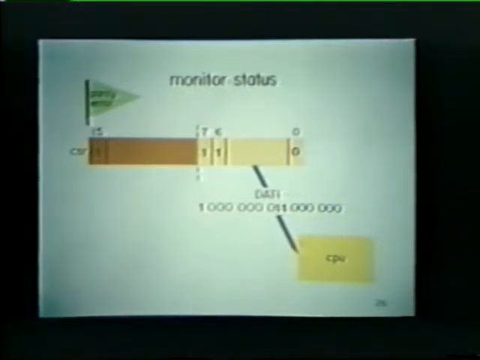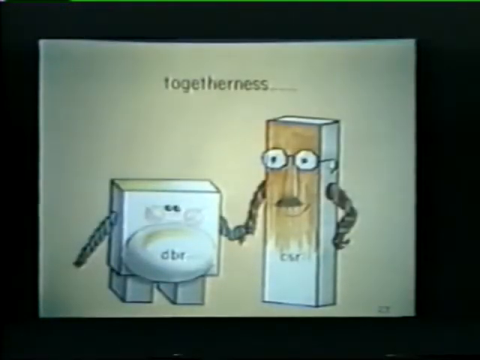Here, a data I, which could have been generated by a move instruction, conveys the CSR status bits to the CPU. Can you tell what occurred in the peripheral? That's right. A parity error was detected, as indicated by bit 15 being set, and now the CPU is informed of this error condition. The CSR and the DBR work together in most I/O operations. Let's look at an example of this.